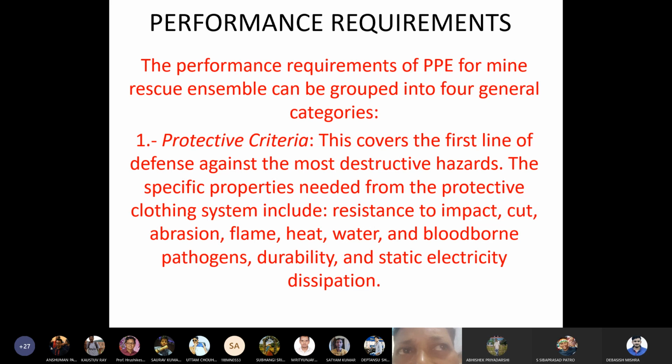And these protective garments should be durable, and they should also not be electrically conductive. Static electricity dissipation facilities should be there so that your body will not get any electric shock when you are using the mine rescue equipment. So that is the protective criteria of the garments you are wearing with your mine rescue equipment.